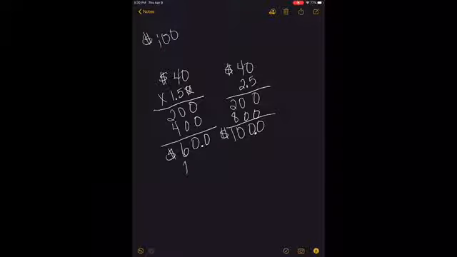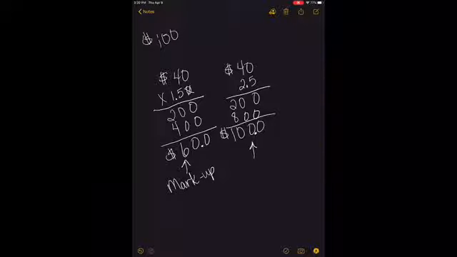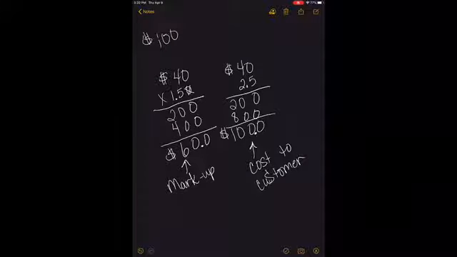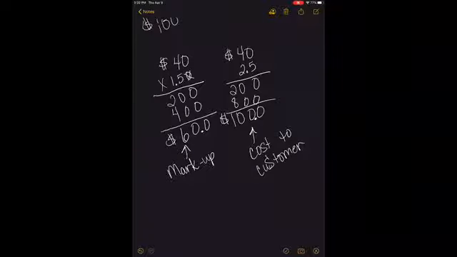Okay, so $60 represents the markup, and $100 is the actual cost to customer. It's important that you understand what all of these numbers are, where they're coming from, and what they mean, obviously.